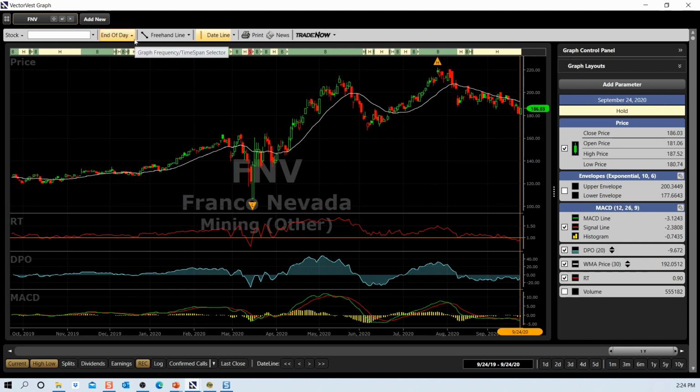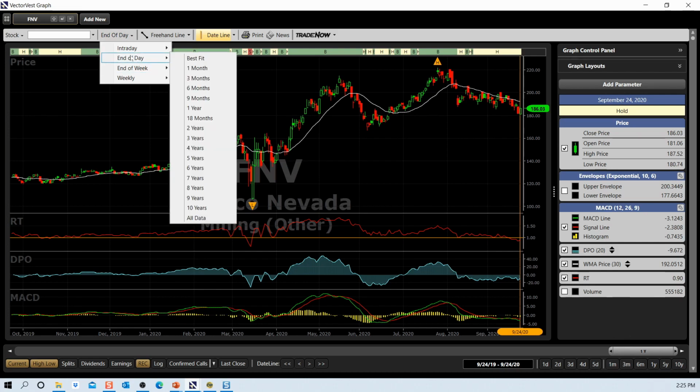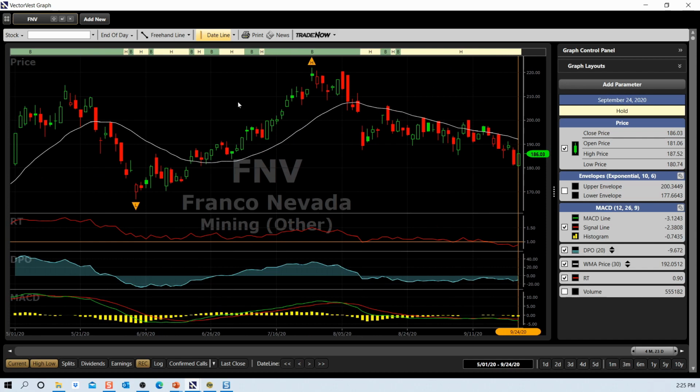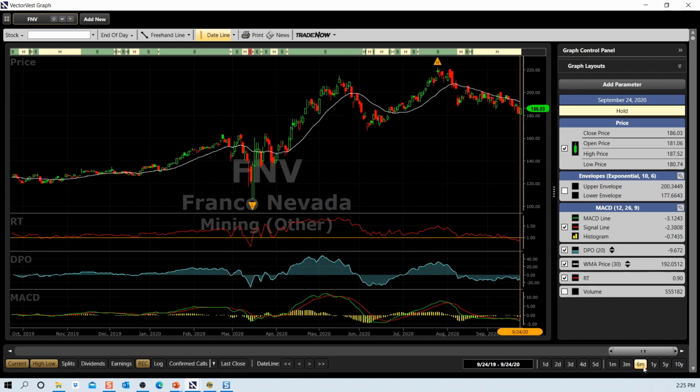and I've got my color scheme the way I want. Notice I've got end of day and I've got a 1-year graph, and if I went end of day and click on best fit, for my computer screen VectorVest has automatically adjusted the span and the number of candles that it's showing to give me a very highly readable graph layout. It's about a 4, almost a 5-month graph now, and it just makes it a very readable layout. I can always toggle back to a 1 year or longer if I like, but I'm going to just leave it there for now.